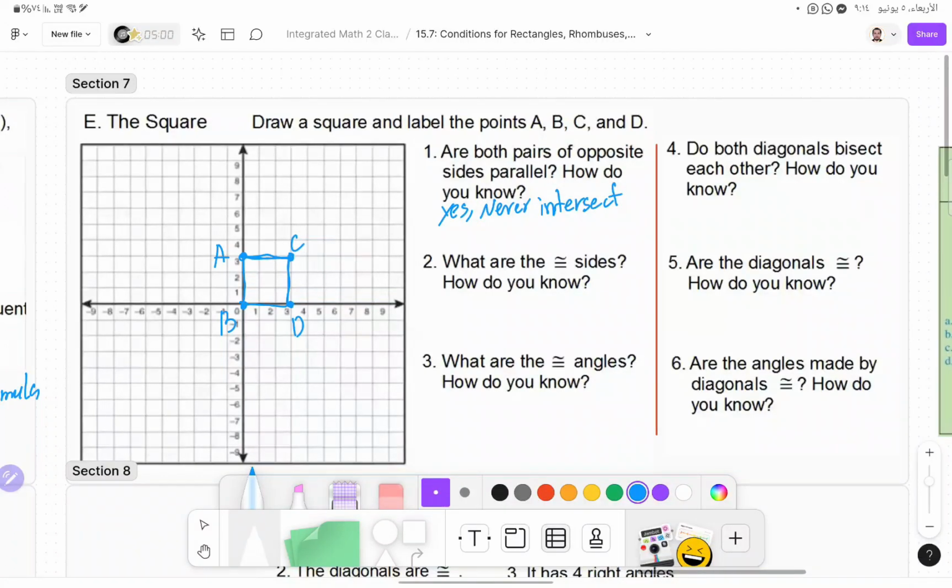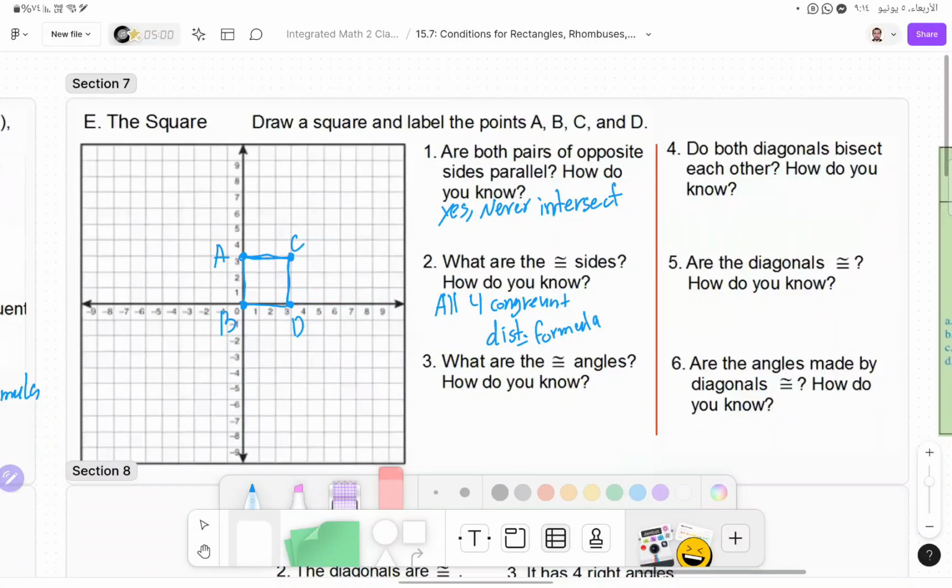Then what are the congruent sides? All four are congruent. How do we know this? Using the distance formula, or I can just count the steps, because the steps here are straight. So 1, 2, 3. This one should be 3, this one should be 3, this one should be 3. So all the sides should be 3, using the distance formula or counting the steps.